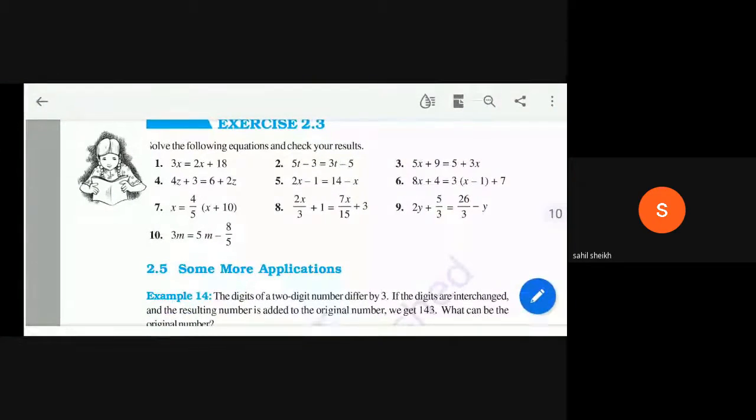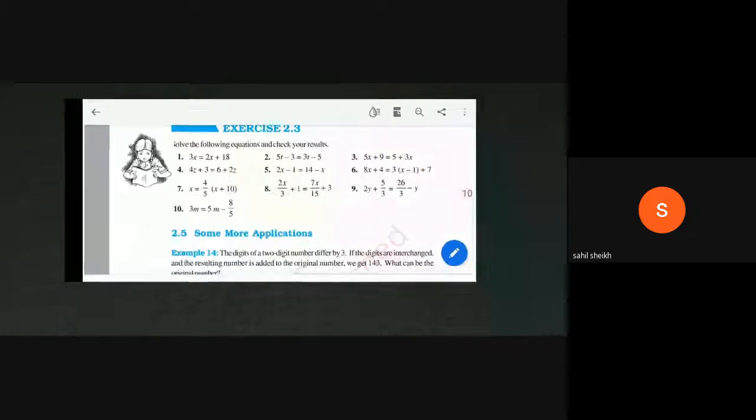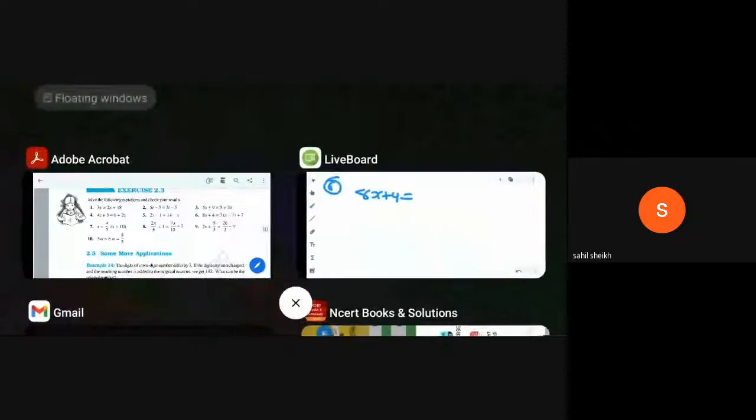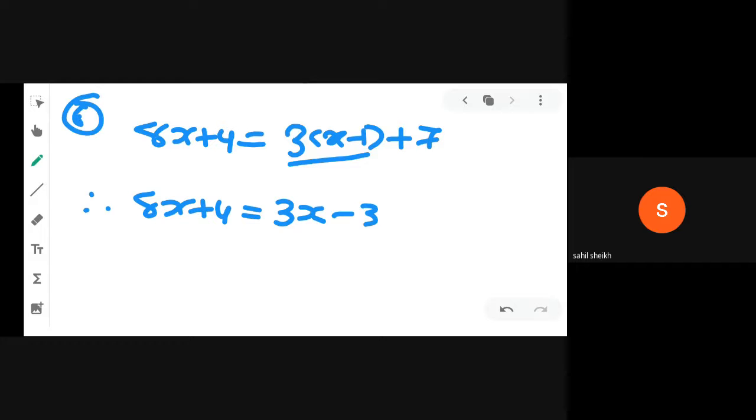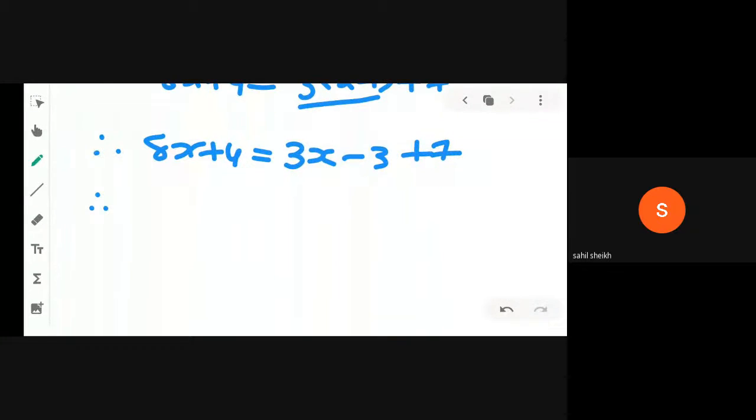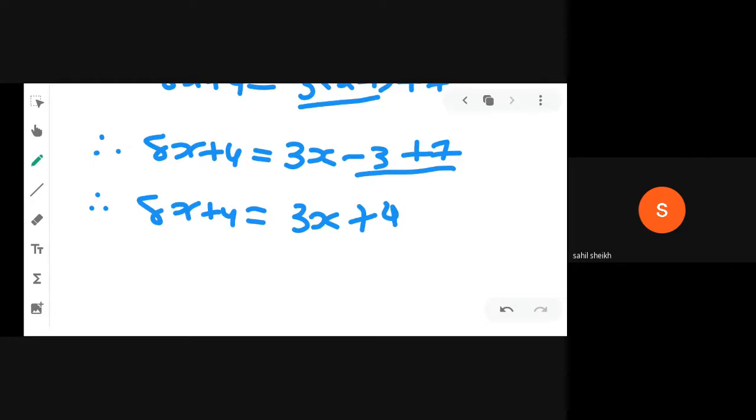Then you can see question number 6. 8x plus 4 is equal to 3 in bracket x minus 1, plus 7. Okay, now first of all, you have to solve this. Then you can take variable to the left side and number to the right side. So 3 into x, 3x, and 3 ones are 3, means minus 3, plus 7.